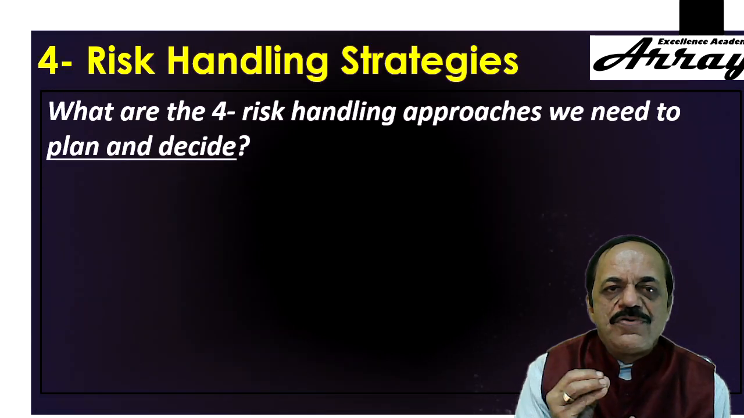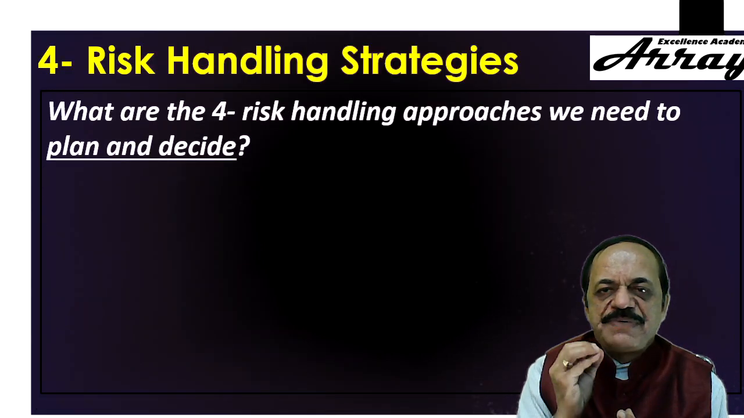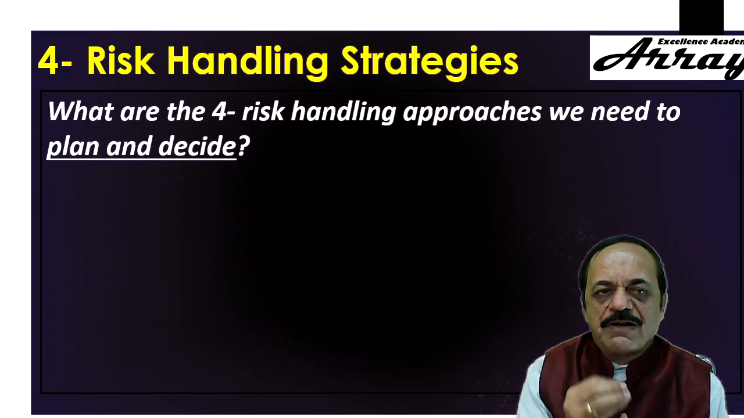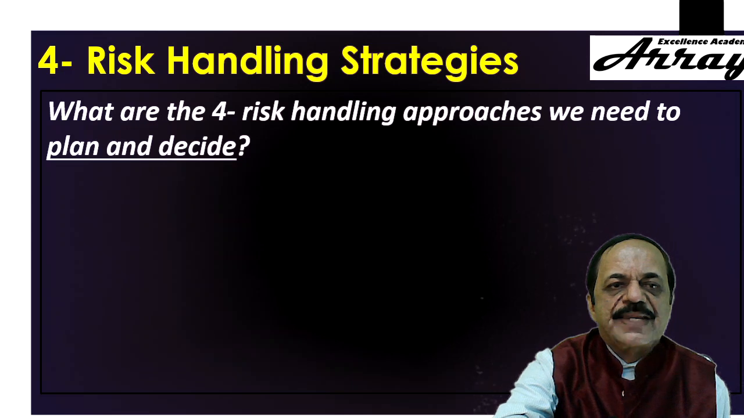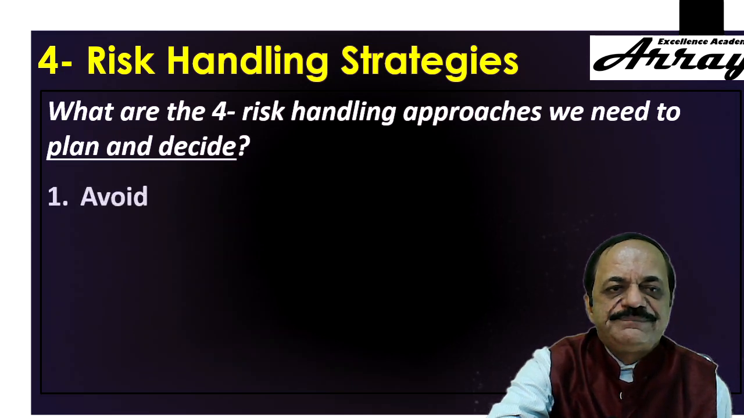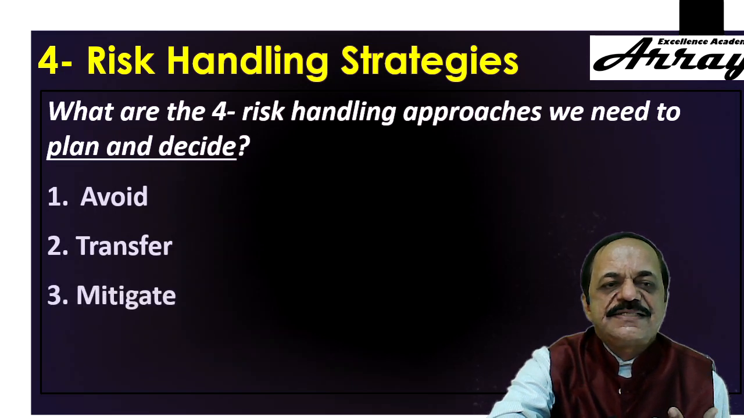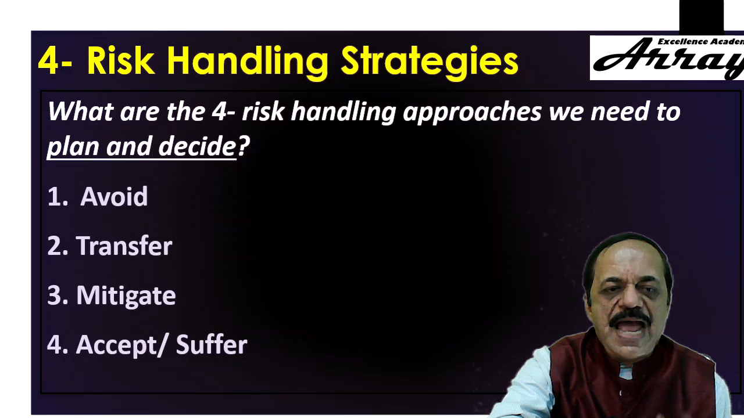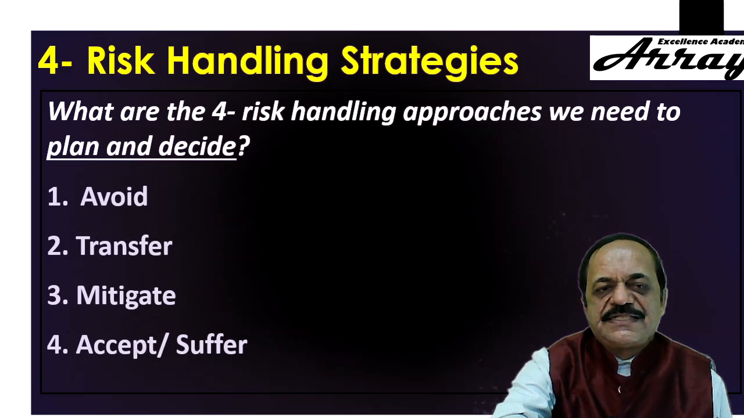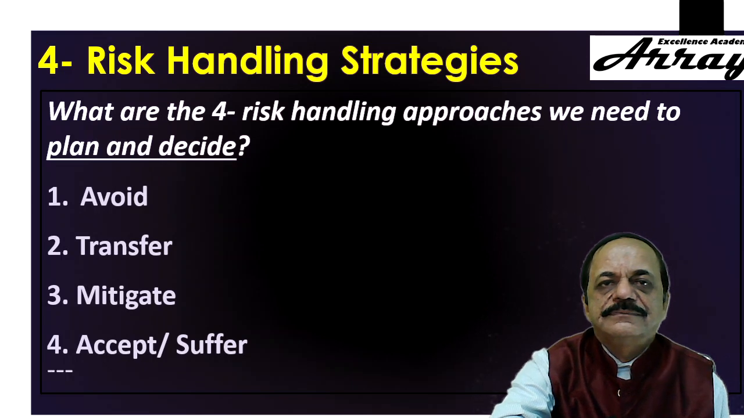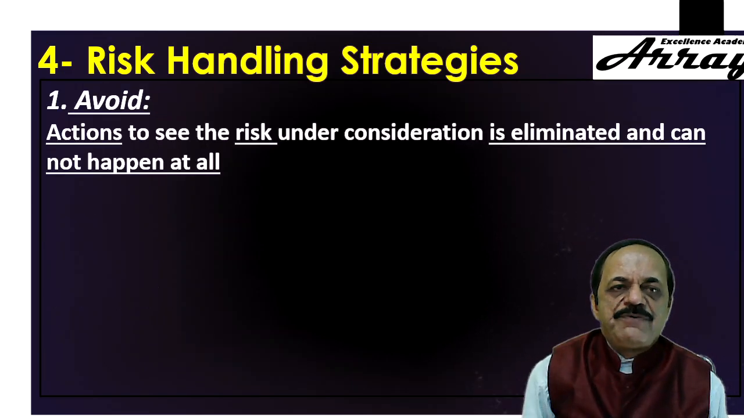These are the 4 risk handling approaches. Please remember them, and they have to be tried in the particular order mentioned here. Avoid risk, transfer risk, mitigate risk, accept or suffer risk. This is the last approach. Now I'll explain one by one.